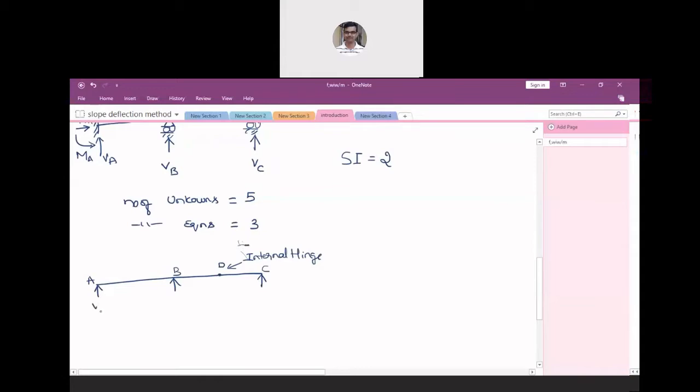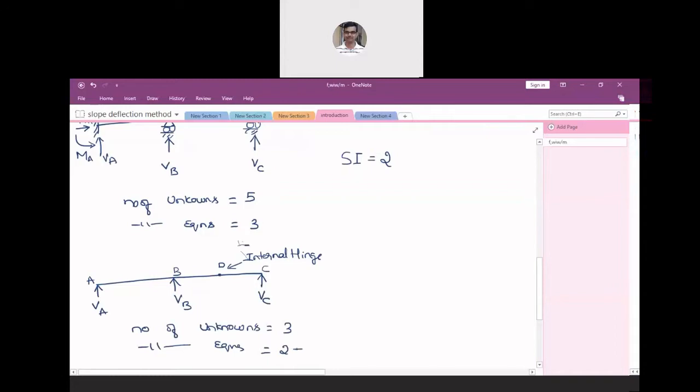We'll have a reaction at A, VA, a reaction at B, VB, and a reaction at C. So in this present problem, the number of unknowns is going to be equal to 3, right? A reaction at A, B, and C. Now the number of available equations: we can apply summation of vertical force equal to 0 and summation of moment about a point equal to 0.